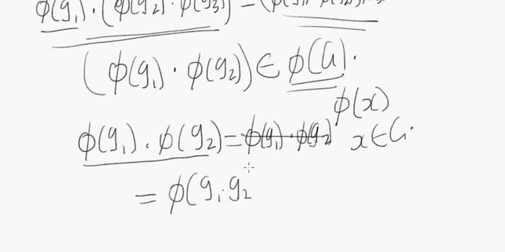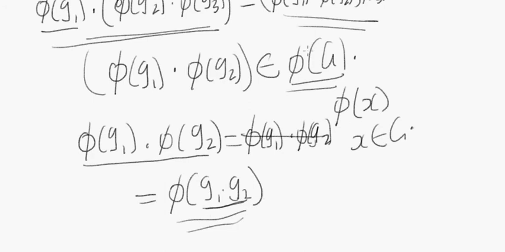But then if phi of g1 times phi of g2 is of the form phi of g1 g2, this is clearly an element of phi of G, because g1 is an element of G and g2 is an element of G. Since G is a group, g1 times g2 is also in G, because the group is closed. So phi of g1 g2 is an element of phi of G. That is, it's in the image of phi.